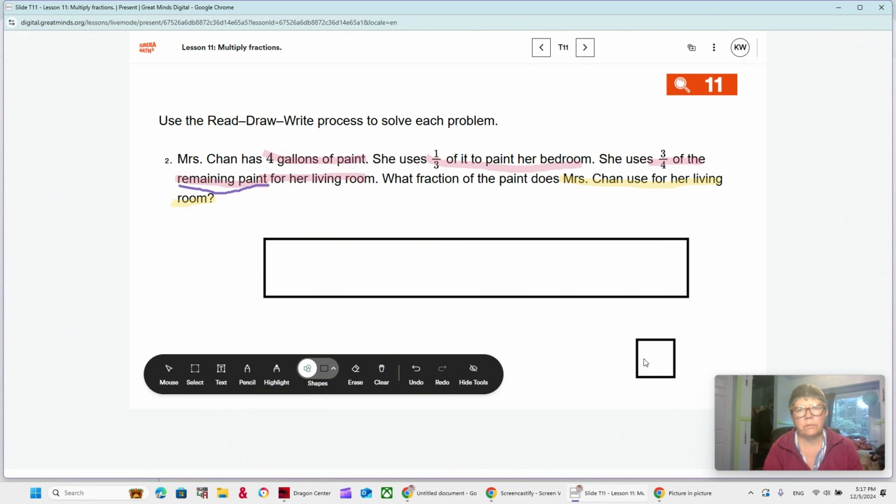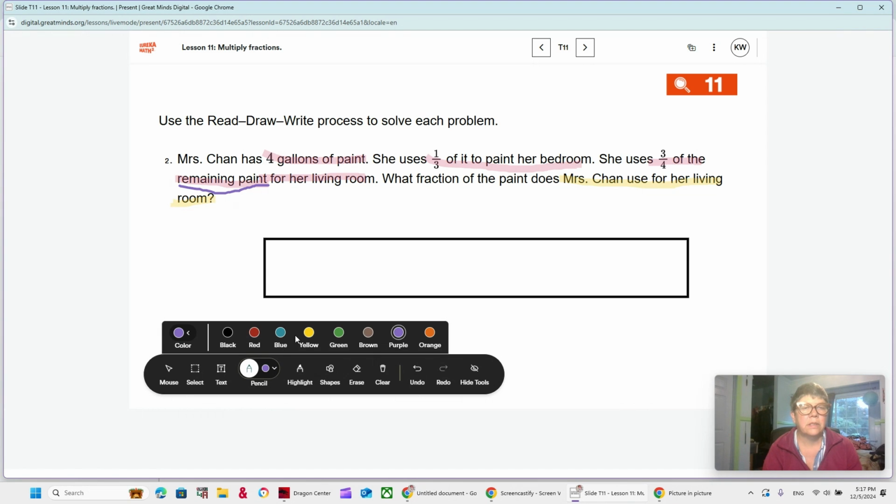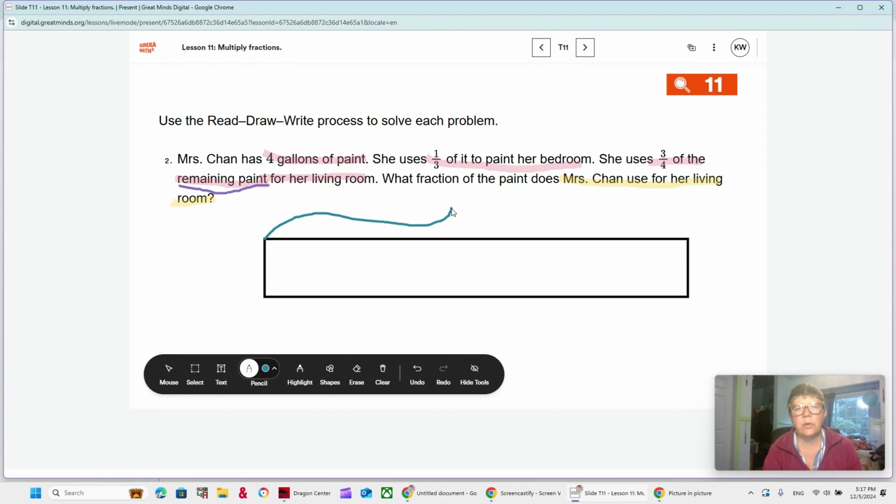Okay, and oh, that doesn't belong there. And our tape diagram is representing what? It is representing the total amount of paint that she has, which is 4 gallons, right? So 4 gallons, there's her total amount of paint. And she uses 1/3 of it to paint her bedroom. So we can break it into 3 parts. And this is the bedroom, right? I'm just going to put B for bedroom.